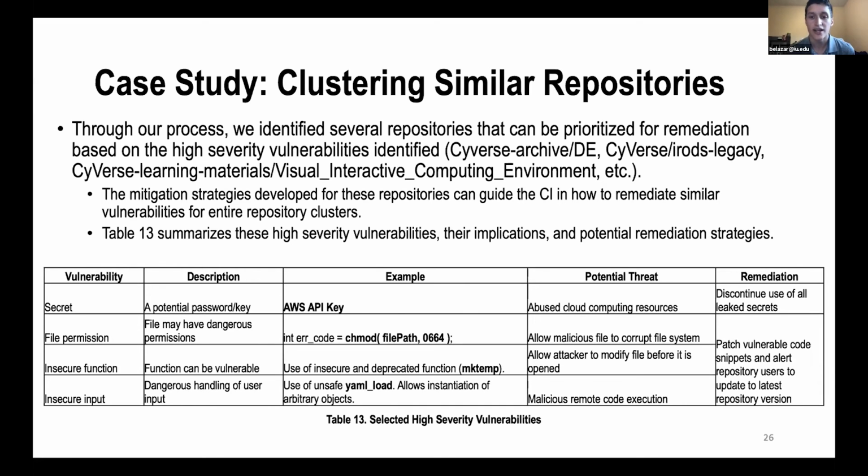Some of the potential threats that these vulnerabilities actually pose to cyber infrastructures include things like abused cloud computing resources, allowing malicious files to corrupt file systems, allowing attackers to modify a file before it is opened, and malicious remote code execution. A couple of remediation tactics that can be used to address these vulnerabilities are the discontinued use of all leaked secrets present on GitHub, patching vulnerable code snippets, and alerting repository users to update to the latest repository version.